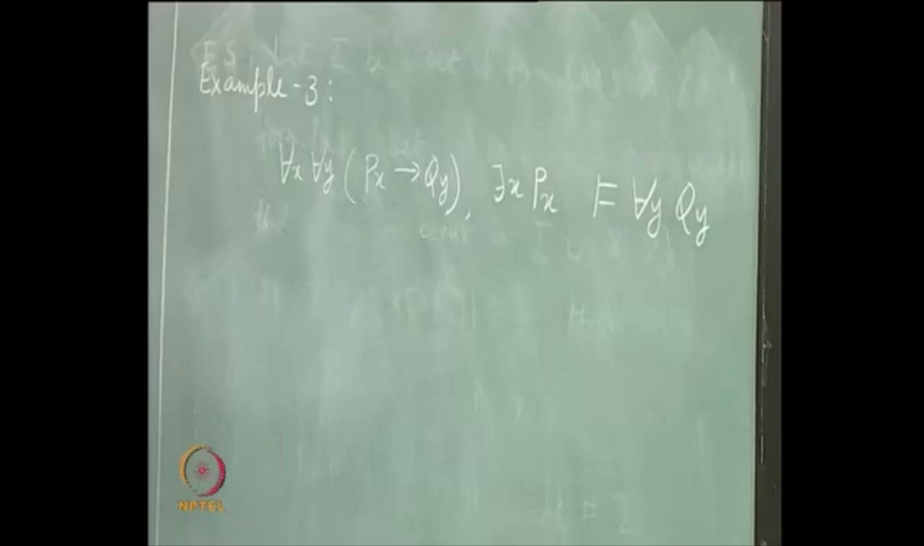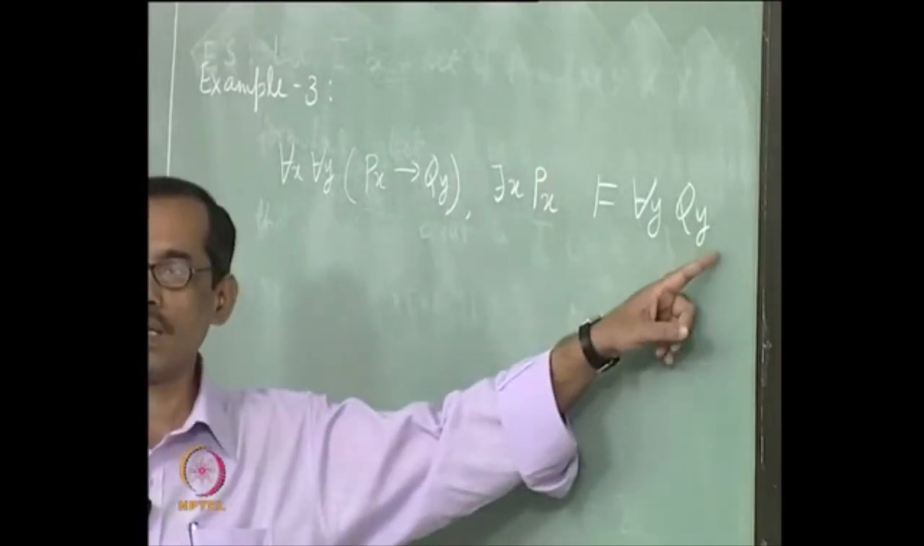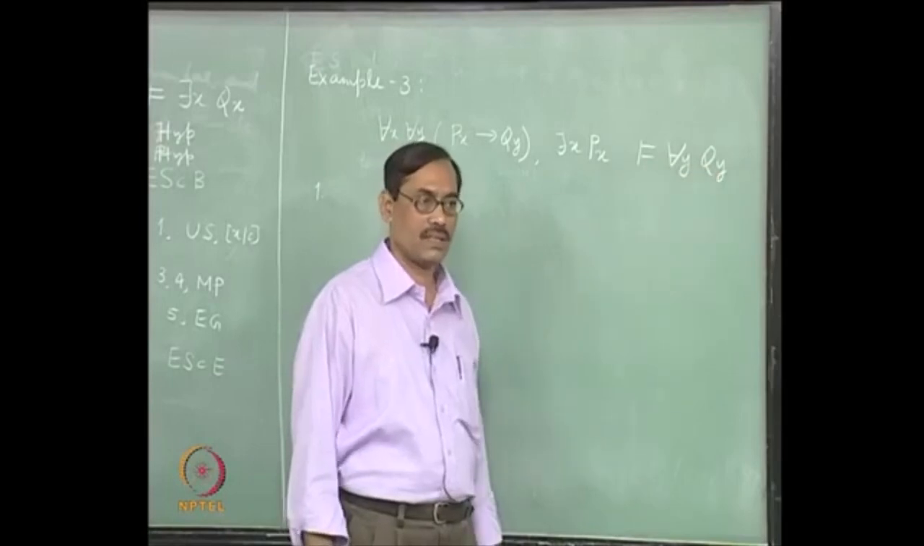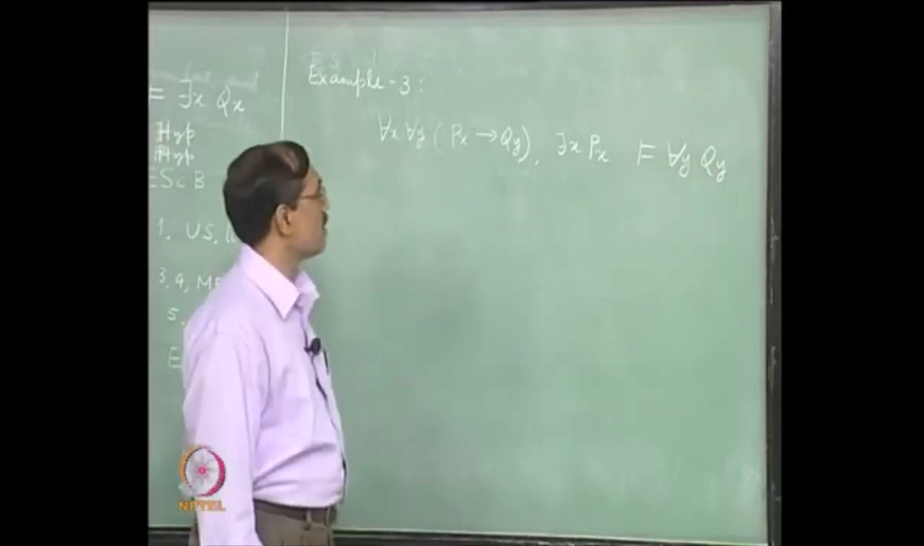Okay. So, can we try one informal proof first? Let us see. So, what is our plan? We want for each y, q y. So, we should be able to get q y from somewhere. Now, how to get q y?